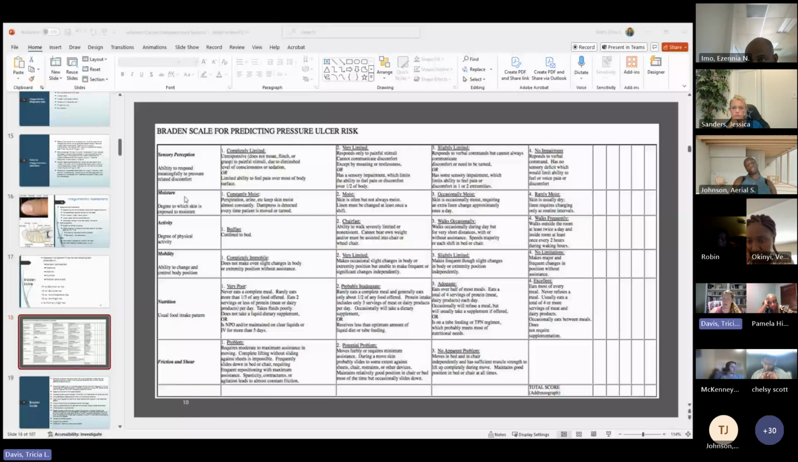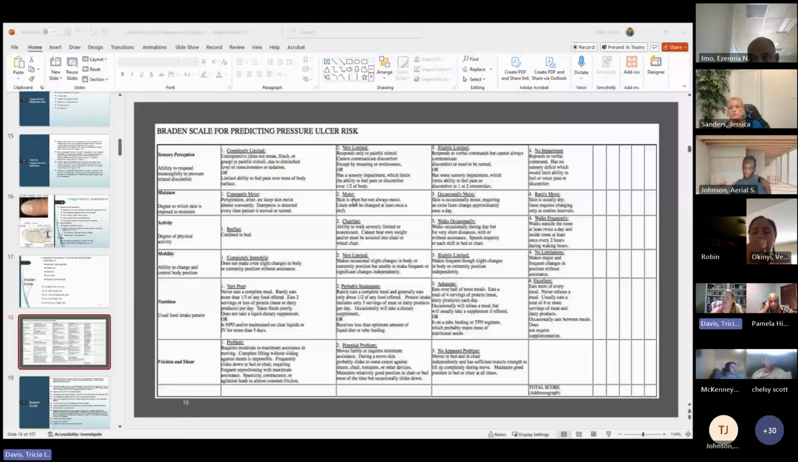So then next on our list is moisture. This is the degree to which skin is exposed to moisture. So we're really thinking about, is our patient incontinent? Do they have a pure wick? How much are they using every time they come in? And here it tells you a lot of information that you need.